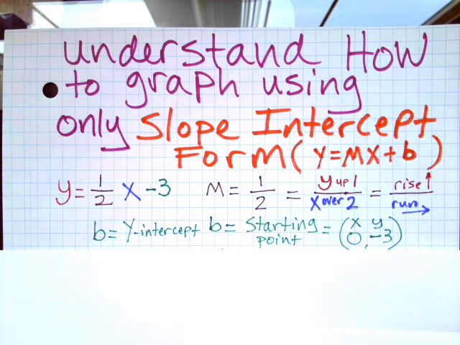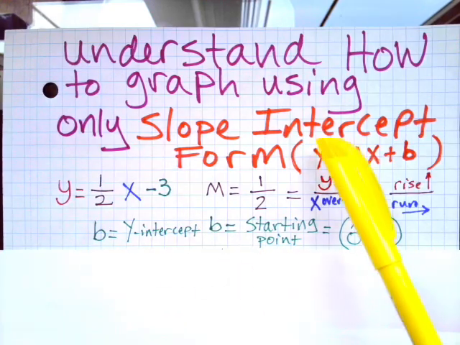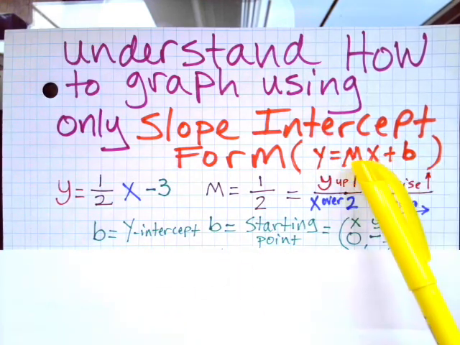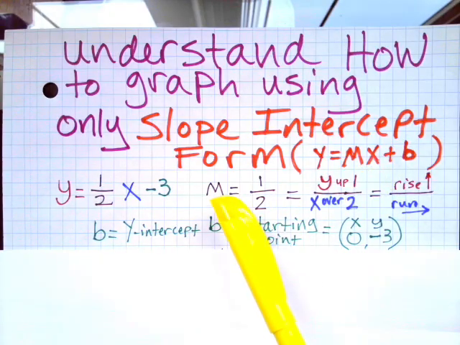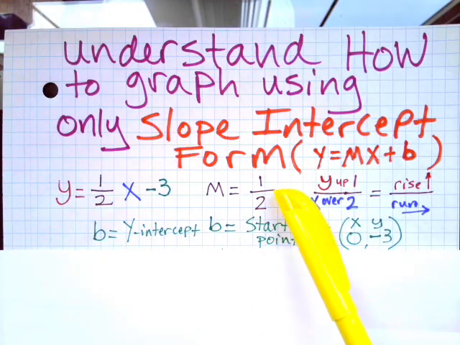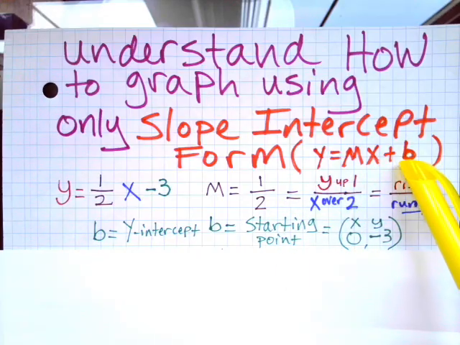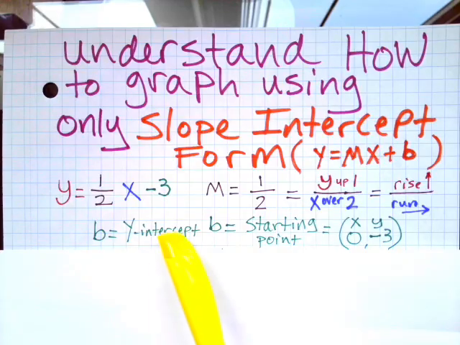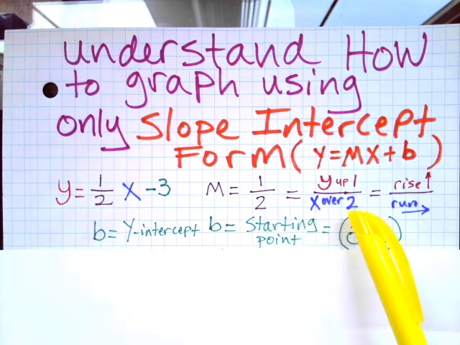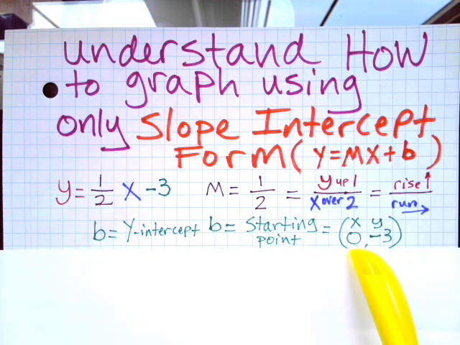This is part 4 of understanding how to graph using only slope-intercept form. That's y equals mx plus b, where the m in any equation represents your slope, right? And your b value represents the y-intercept, right? B equals the y-intercept, which is your starting point in graphing, where x will always, always, always be equal to 0.